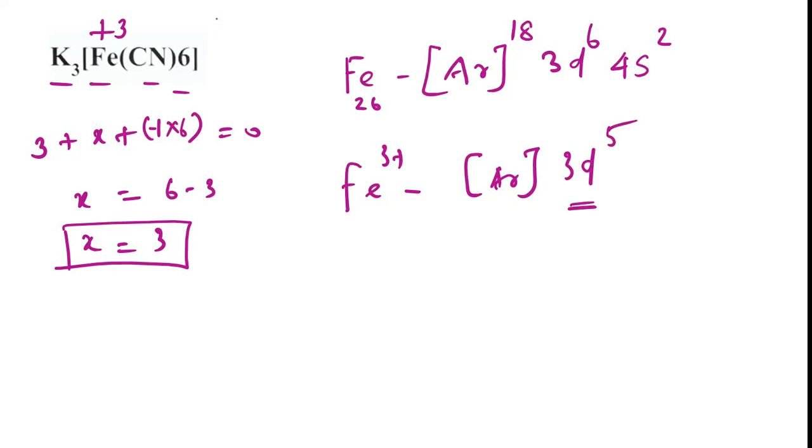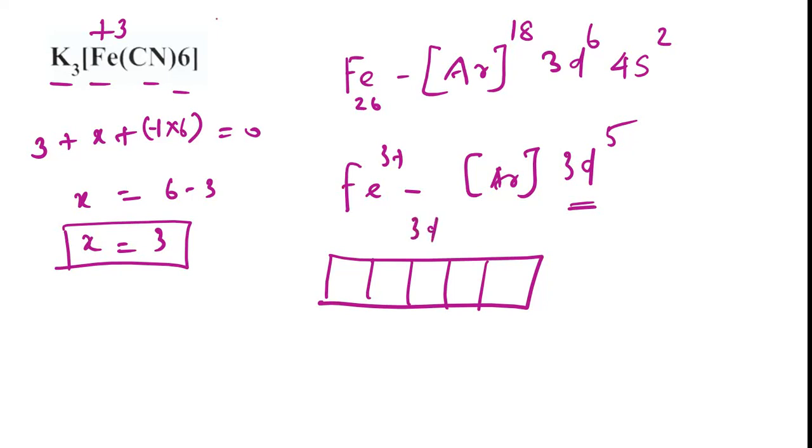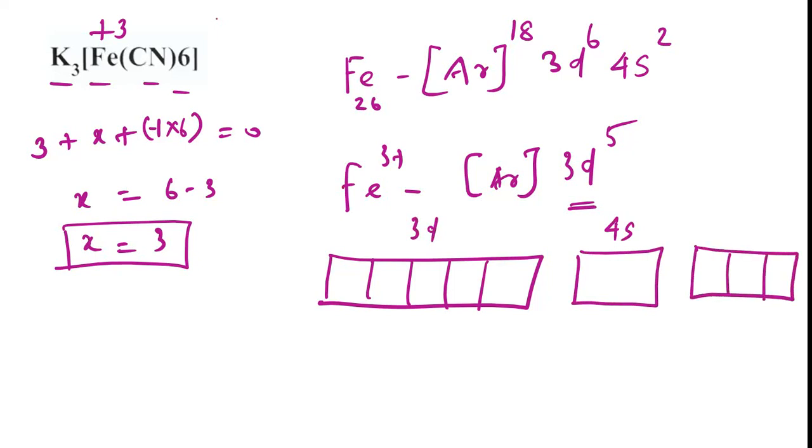Right. So let us write the electronic configuration. I mean the orbital diagram for 3d5. 1, 2, 3, 4. This is 3d orbital, and this is 4s orbital, and this is 4p orbital, and this is 4p orbital.